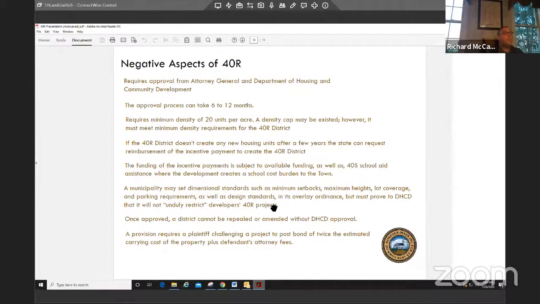The time frame, I've seen various time frames associated with the approval process, between 6 to 12 months, and certainly there are some that have been even longer than that. If you think about developing a 40R district, having a public hearing, getting it to DHCD, and then lining up with a town meeting, it's somewhat easy to see how the time frame could be pushed out, which is not necessarily a bad thing sometimes, but some might consider that a negative.